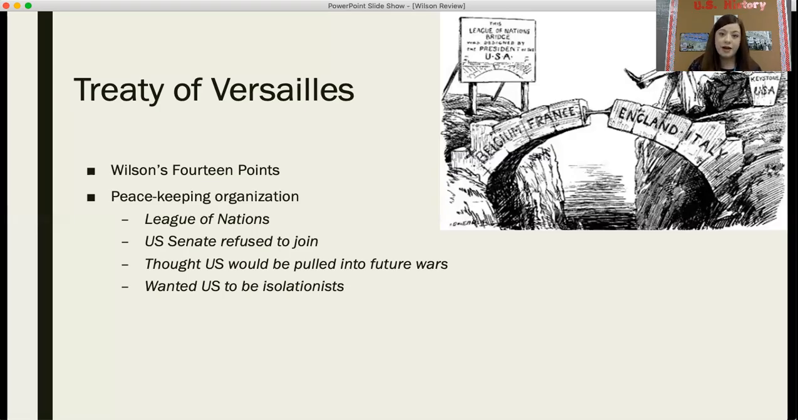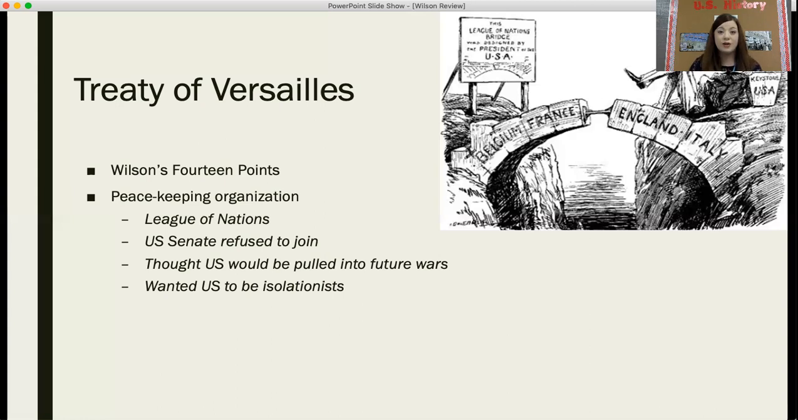But according to the US Constitution, y'all, the Senate has the authority to ratify treaties. So Woodrow Wilson brings the Treaty of Versailles back to the United States. He presents it to the US Senate, and y'all, they look at it and they say, no. They refused to sign it because of the League of Nations.